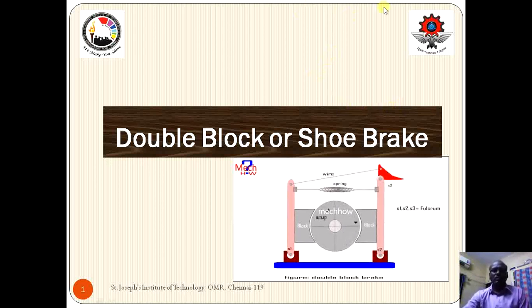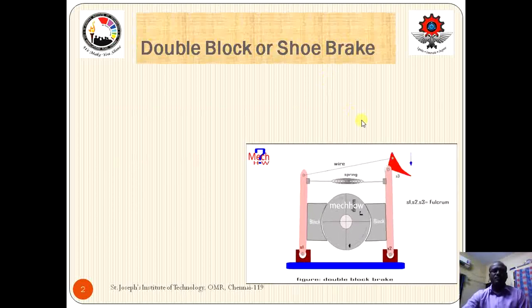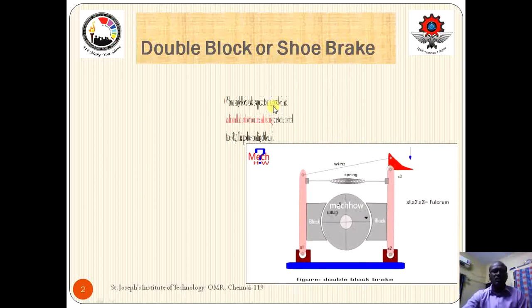So welcome to the video. In the previous video, I explained the problems on single block brake. Now we will go with the double block brake shoe problems. Okay. So why are you using double block brake instead of single block brake?